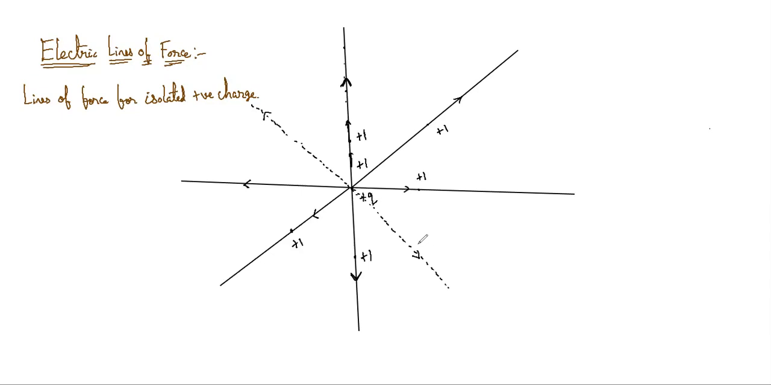Now you can understand this in one more way. Suppose instead of seeing this as electric fields only, suppose I place a charge here, +1. If I place a charge here +1, then I can say that this charge will move along this line, right? Because a force is acting on it in this direction. So I can say that this charge will move along this line. Similarly, if I place a charge here, then I can say that the charge will move along this line.